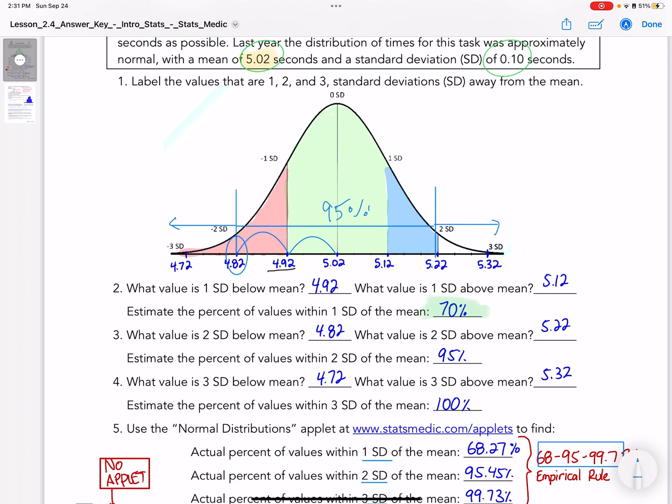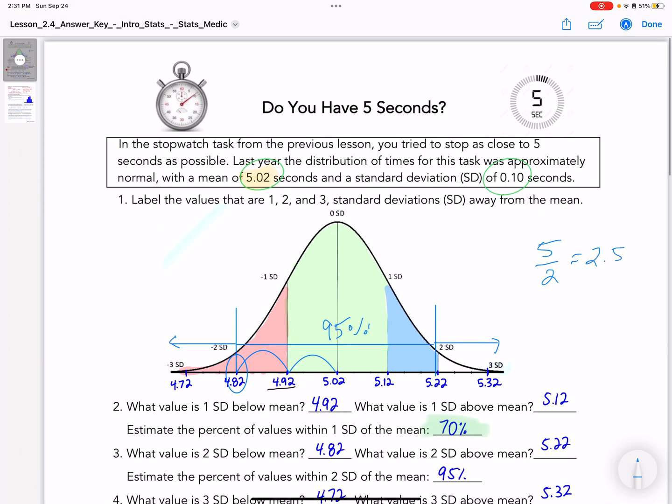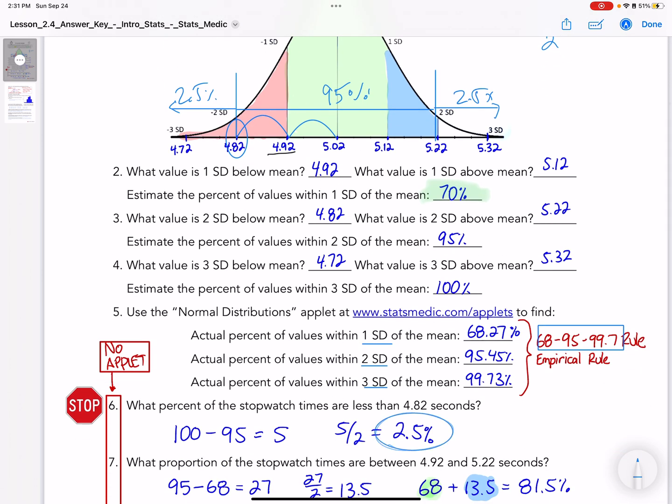So 5% divided by 2 is equal to 2.5%. So that's 2.5% on the right and 2.5% on the left. And so that's why my answer is going to be 2.5%.